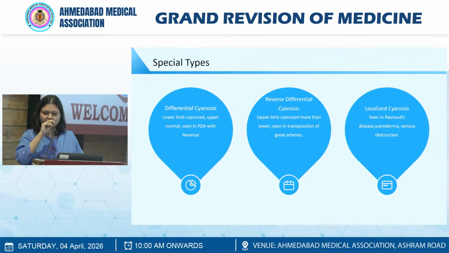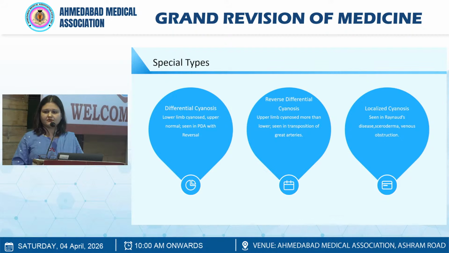So now what is differential cyanosis? In which condition can you have it? Lower limb is cyanosed, upper limbs are normal. It is seen in PDA with reversal. Reverse differential cyanosis: it is reversed. Upper limbs are cyanosed more than the lower. So it is seen in PDA with transposition of great arteries.